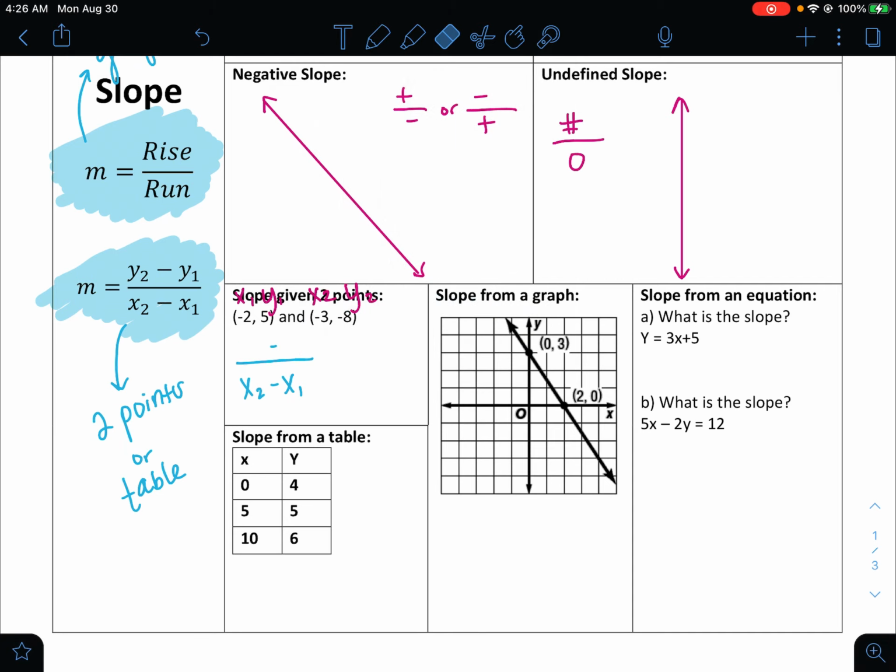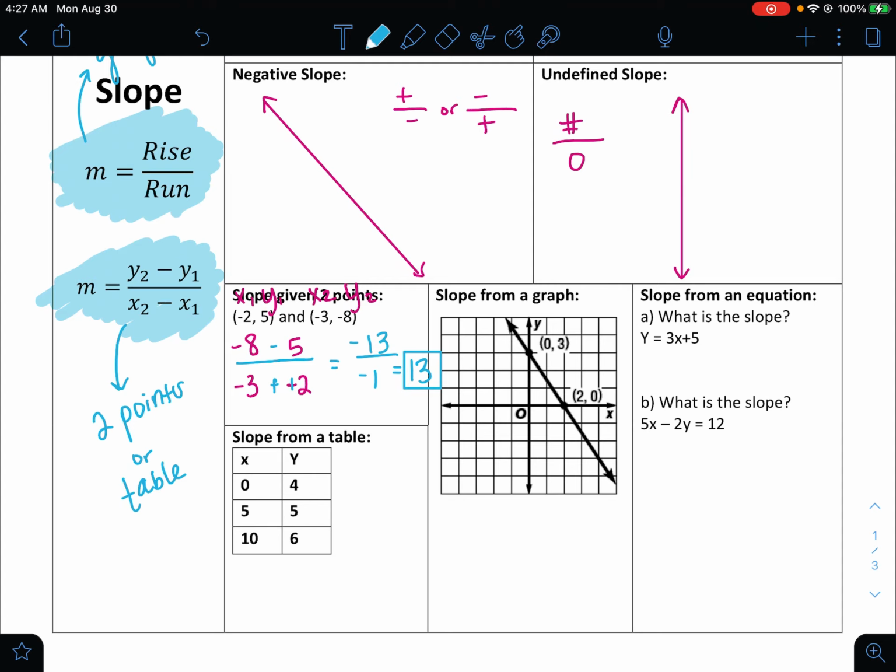Okay, so for y2, I'm going to put negative 8, and then for y1, I'm going to put a 5. For x2, I'm going to put negative 3. For x1, negative 2. And then we're just going to simplify that. Now you can use a calculator for this, or you can do whatever you need to do. So that looks like it's going to be negative 13 over, change to positive, negative 1, which equals 13. So again, since we have a negative over a negative, that just equals a positive. Okay, moving on to the next one.